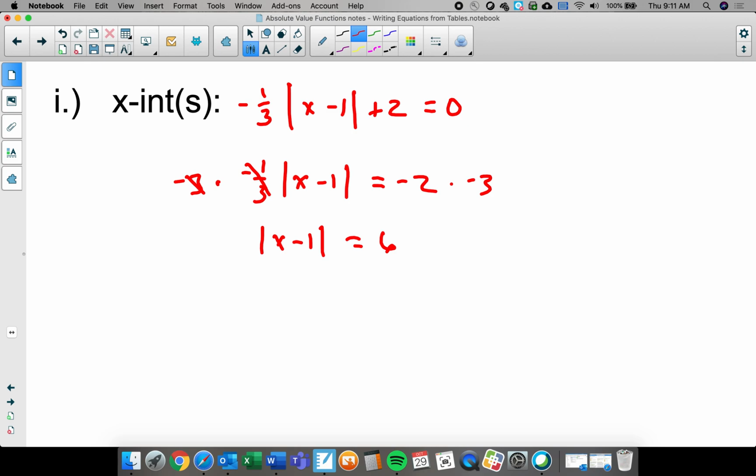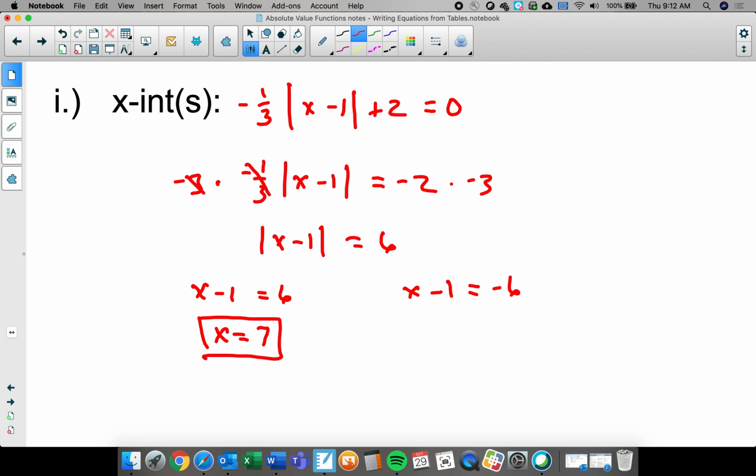Now I'm ready to go through and break this up. What I'm looking for are the values that are 6 units away from 0, which means x minus 1 equals 6, and x minus 1 equals -6. Those are both the ones on a number line that are 6 units away. Now we solve. Add the 1 over. There's x equals 7, confirming my first x-intercept.